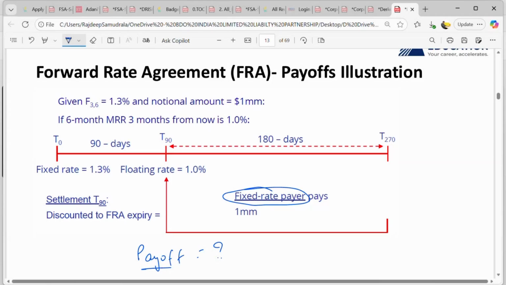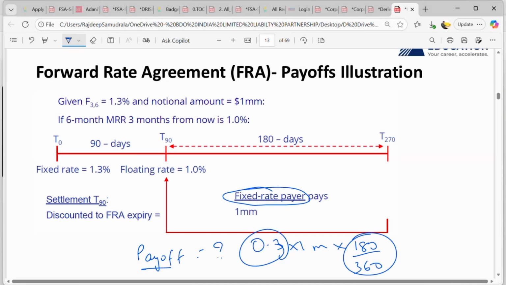Very good. 0.3% of 1 million. For what period? Is it the entire 0.3%? So the answer is 0.3%. That's correct. Into 1 million is also correct. Anything else? So for 180 days. Very good. Don't forget 180 days. It is only for 6 months.